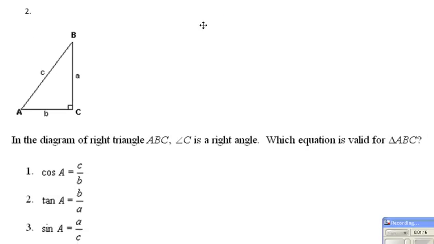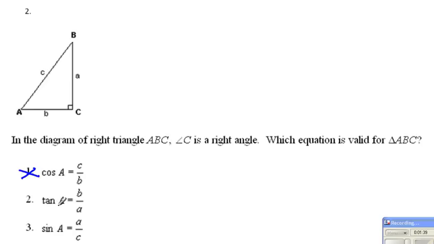Here it is. So in the diagram of the right triangle, ABC is the right angle. Which equation is valid for triangle ABC? Cosine of A, as we can see here, is the adjacent over hypotenuse. So it should be B over C, not C over B. So, oops, I'm sorry, it's not it.